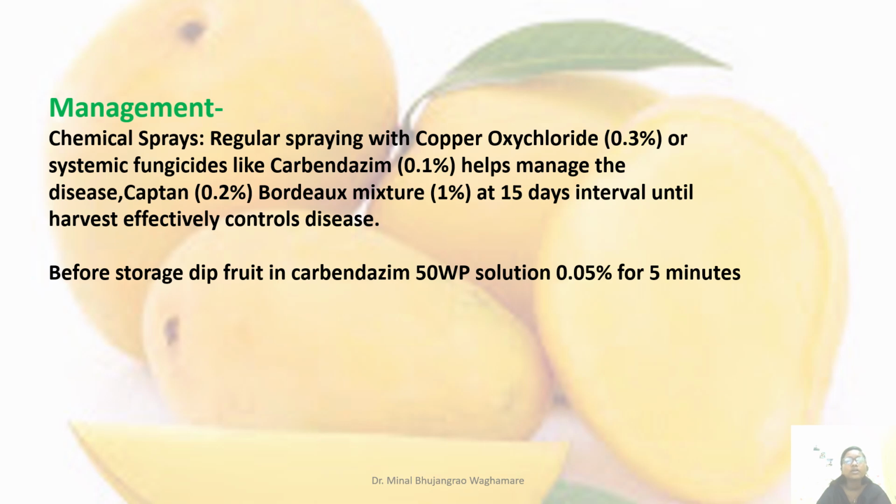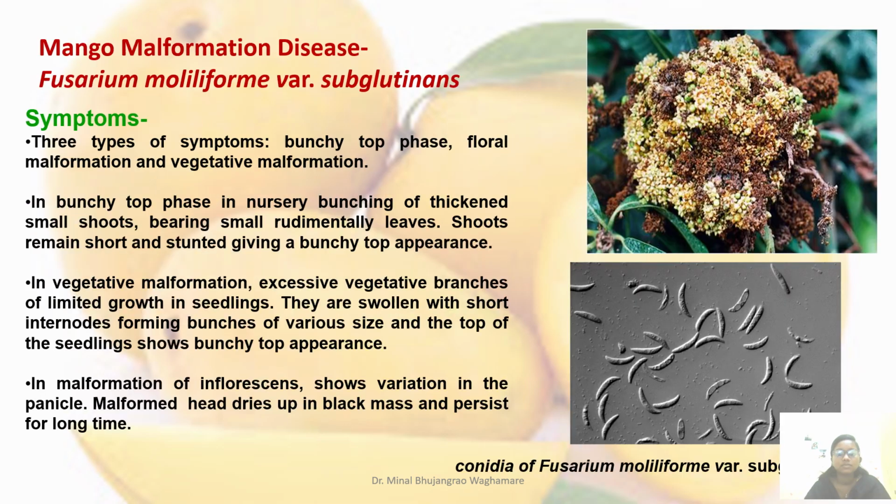Coming to the management, again copper oxychloride 0.3% and a systemic fungicide, that is carbendazim or captan, can be sprayed. Bordeaux mixture is also applied at 15 days interval. But if you do all this chemical management after pruning, it will be more effective. This pathogen can also travel up to post-harvest condition. So before storage, dip the fruit in carbendazim solution 0.05% for 5 minutes, which will help to manage the storehouse diseases also, which are caused by Colletotrichum.